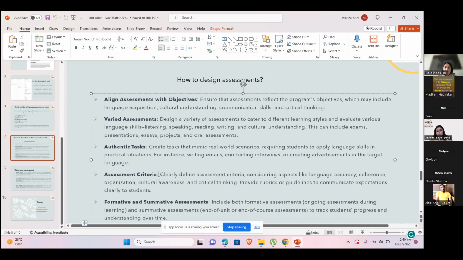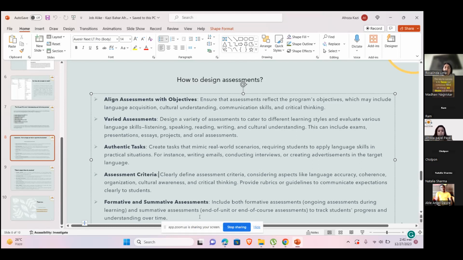Assessment criteria should be very clearly explained to the students. This is one area that most of us teachers do not do, and sometimes we miss out on these things. We must be very careful when we are setting the assessment criteria and explaining it beforehand, before we actually hand the assessment paper over to the students.